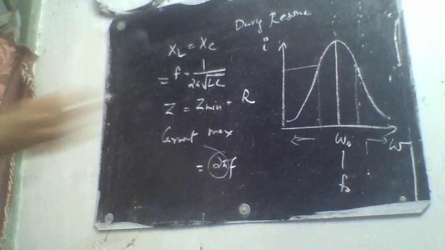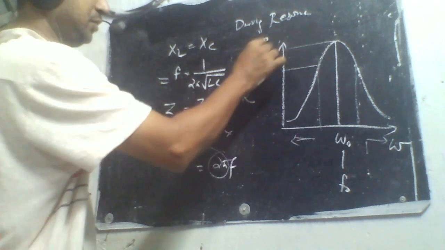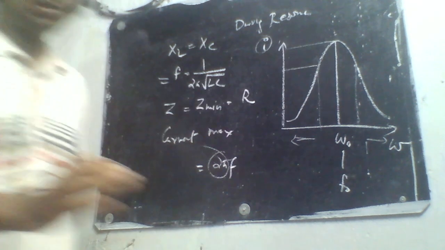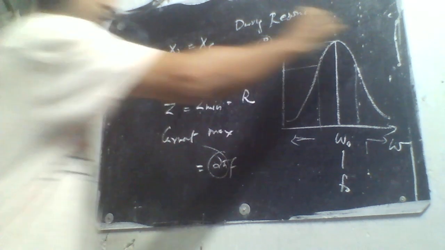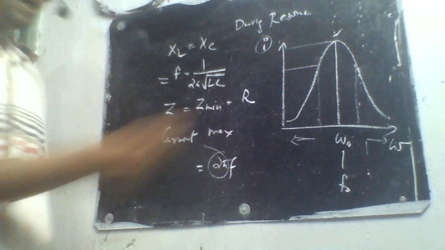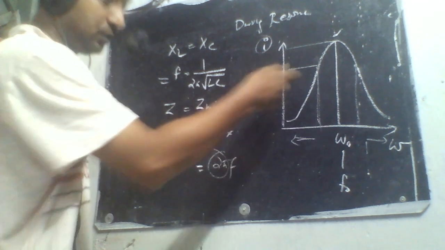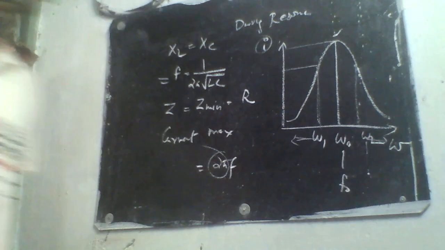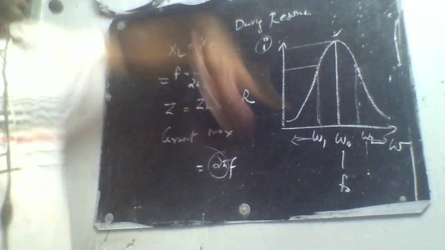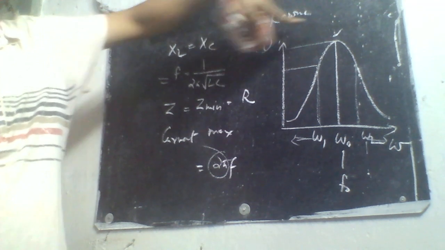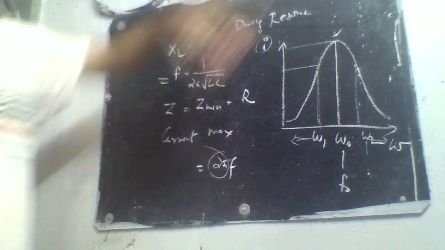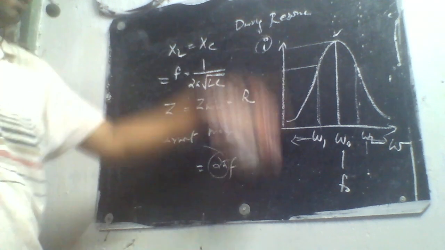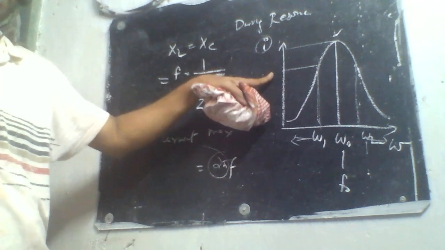With this current you will be having a power, and I am checking for those points where the power becomes half of what I have got here. That particular frequency, on this side and on that side, I will write as omega 1 and omega 2. For this particular current I'll be getting some power value. Power is equal to V into I. And I will check for that particular frequency where the power becomes half of it.